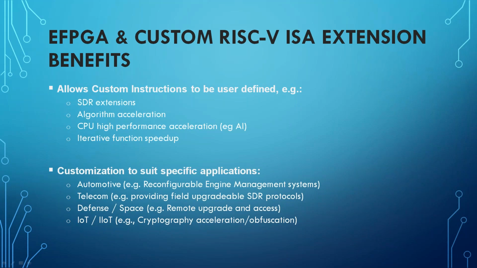Another one is defense and space and remote upgradability. So with satellites, obviously, you can't send a field applications engineer out to the field to replace stuff or change parts or do software upgrades. So you can do this all by telemetry, and that's an advantage. Another advantage is that eFPGAs can be put in a rad-hard process. So this allows you to do a rad-hard design that can be used in the defense and space industry. IoT and IIoT can do cryptography, acceleration, obfuscation, and edge functionality.